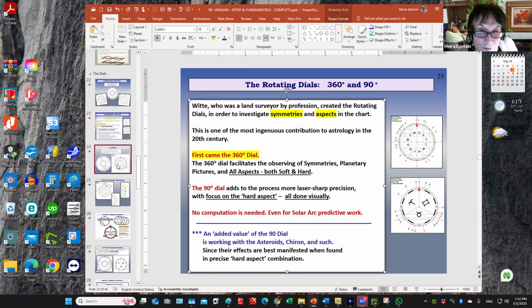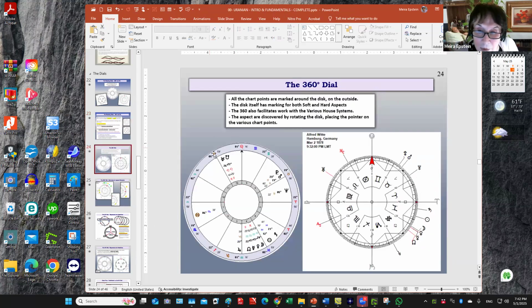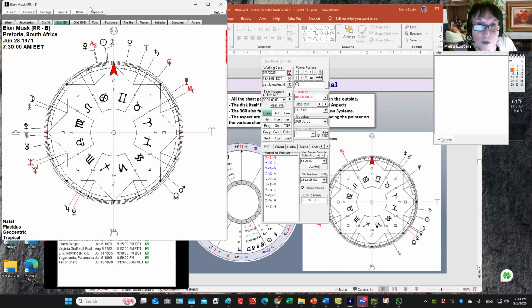Let me continue. And I'm going to start with the 360. I do not work with a 360, but it's a good intro into the 90, so I'm going to start there. So you see a regular chart on the left and what it looks like on the 360 on the right. Now, instead of showing it to you as a still picture, I'm going to move to the actual dial, and it's going to be much nicer to see it alive, okay?